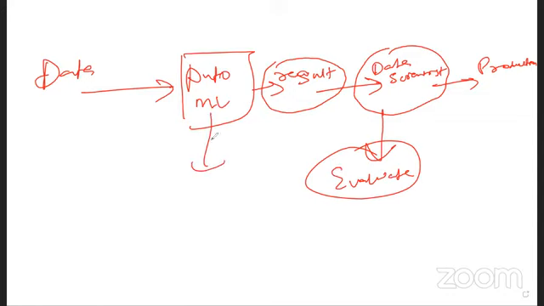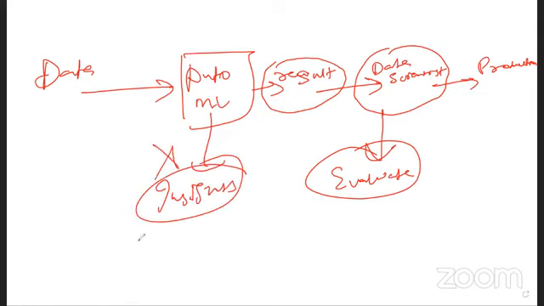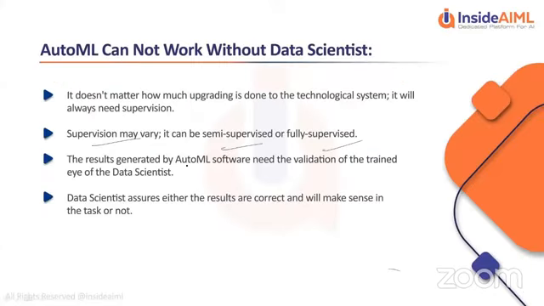Because we cannot believe these insights. We need to believe a person's insights who will evaluate it. Therefore, supervision is necessary. A result generated by AutoML software needs the validation of the pre-trained eye of the data scientist. Data scientists assure whether the results are correct and make sense in the task or not. If the data scientist says the results generated by the AutoML are false, we are going to stop that process at that particular time. We are going to rely on a data scientist's assurance, not a machine's assurance. So this is the second topic.